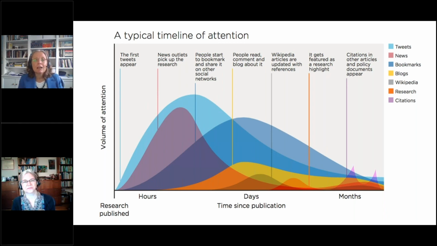People start sharing it. People start reading it and commenting and blogging on it. If you can have somebody else blog about your paper, that's great. There are blogs in all the fields of people whose blogs are really widely read. And then it might get featured as a research highlight, either by some kind of an organization. And then eventually you'll start to see the citations appear. So getting citations takes quite a while, but by doing all of these other things in the meantime, you make sure that your article gets read, that people are aware of what you've said and will be ready to cite it in their next paper.